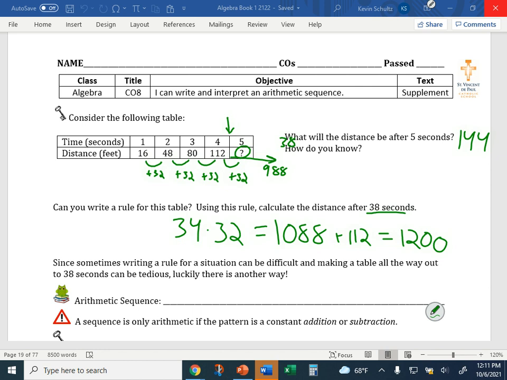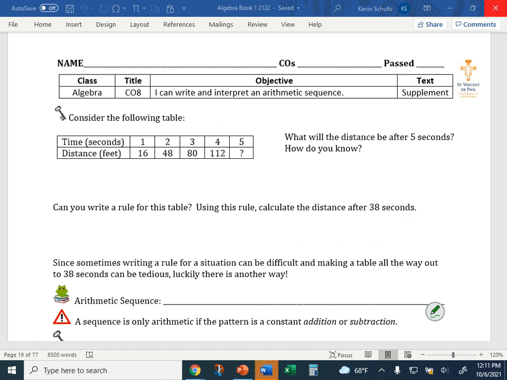Okay. Sarah? How did you get to 34? Because Aiden stopped it after 4. He didn't include the 5. So after 4 seconds, there are 34 more seconds to get to 38. And so that's why he multiplied 34 by 32. Samara stopped it after the 5 because she knew what the 5 was, 144. So she multiplied 32 by 33 because there are 33 more seconds to get to 38. Okay?